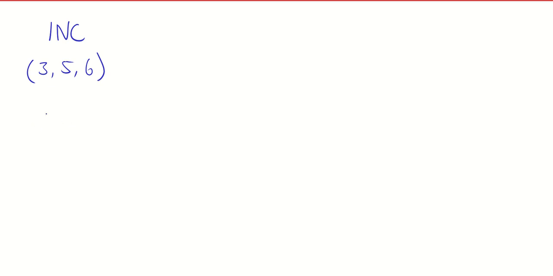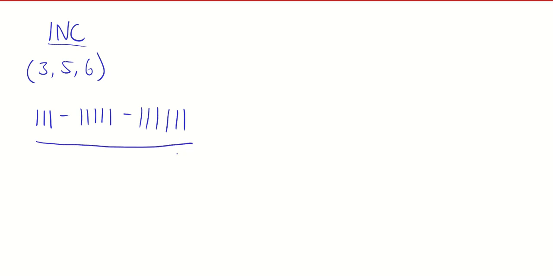That seems reasonable. So this represented as a word in increasing would be 111 dash 11111 dash 111111. So this here is a word in increasing. It's really important when you pick your words that you do actually make sure that you pick your words such that they are in your language.